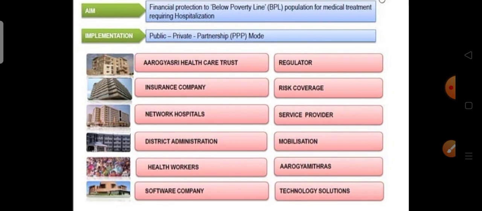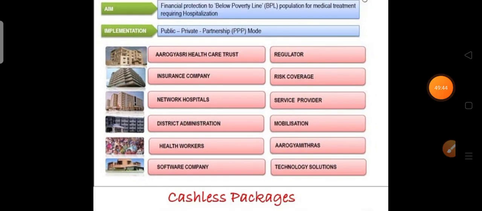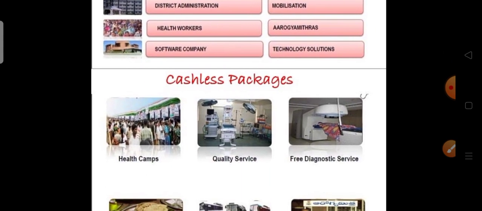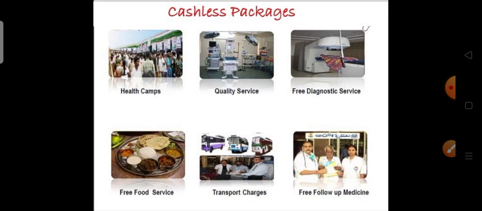So many services are offered. What type of services? Arogyasri Healthcare Trust, insurance company, network hospital, district administration, health workers, software companies, regulator, risk coverage. So in different ways they are using the services. Cashless packages are also available: health camps, quality service, free diagnostic services, free food service, transport charges, free follow-up medicine also.